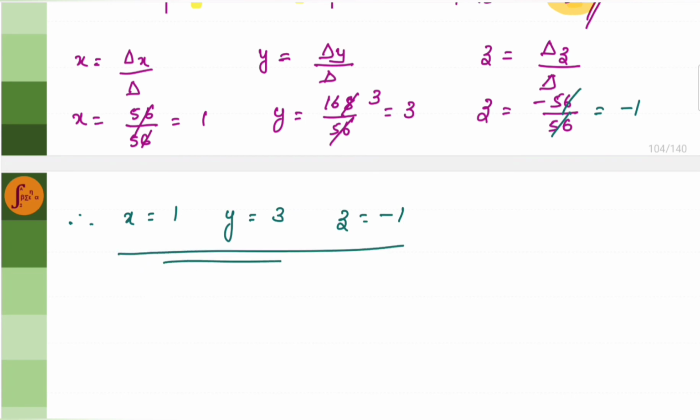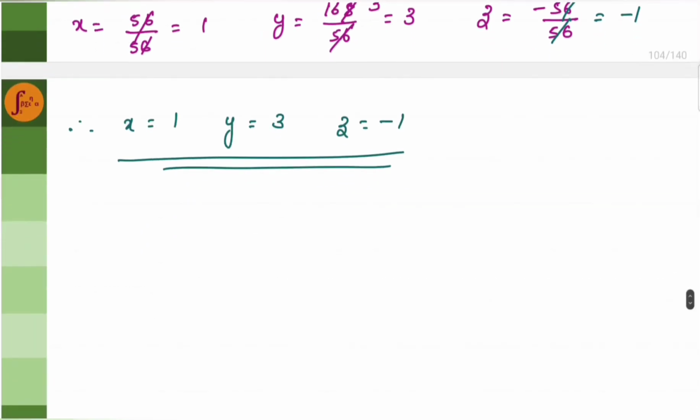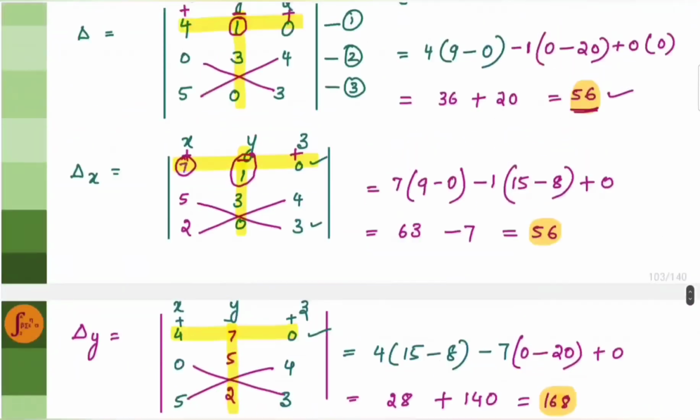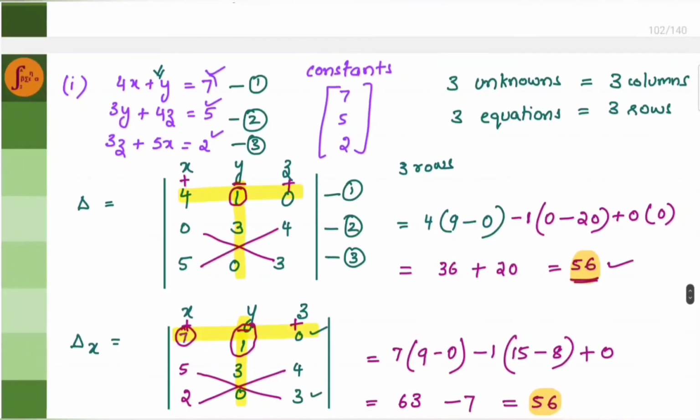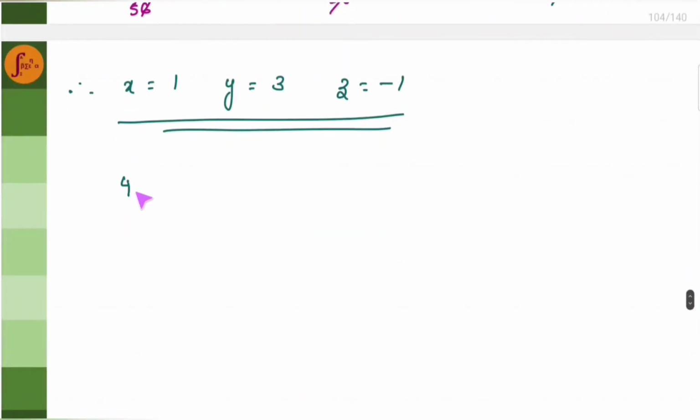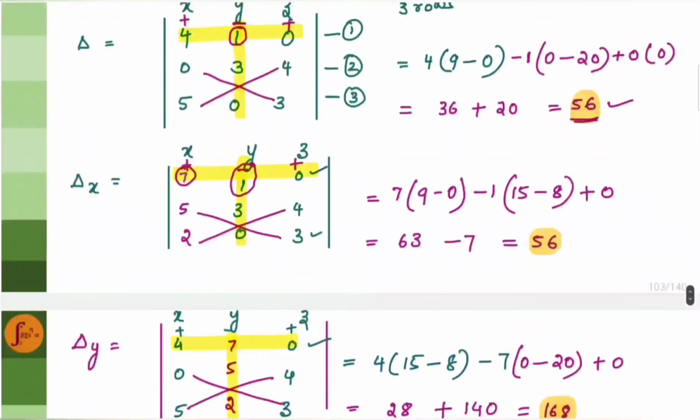So these are the values for x, y, z. Now we can verify if these values are correct. Let's take one of the equations. Let's take 4x plus y is equal to 7. Instead of x, we'll put 1, and y is 3, is equal to 7. So 4 plus 3 is 7. So this is correct.